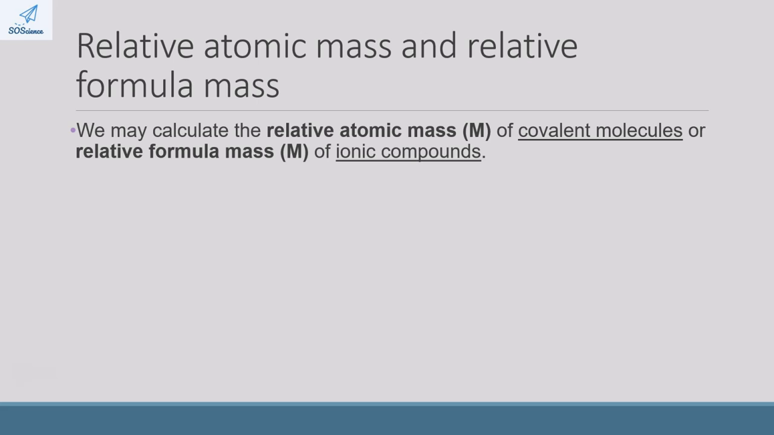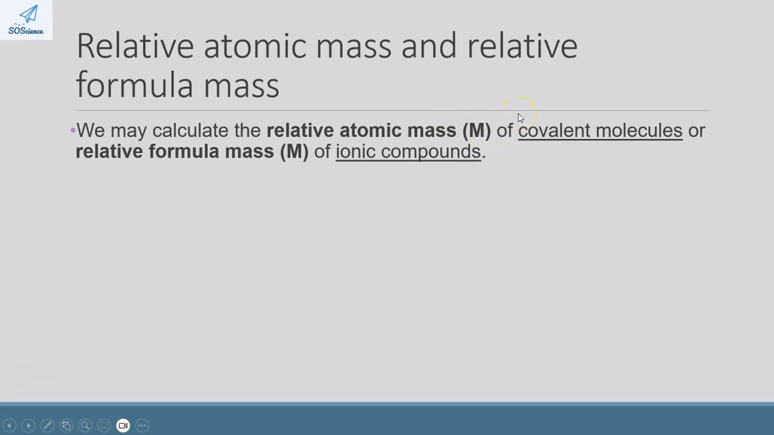We may calculate the capital M, whether it's called relative atomic mass or relative formula mass, it is capital M. This is going to be very, very important in stoichiometry later. We don't differentiate later between relative atomic mass and relative formula mass. It's just referred to as molar mass, represented by capital M.